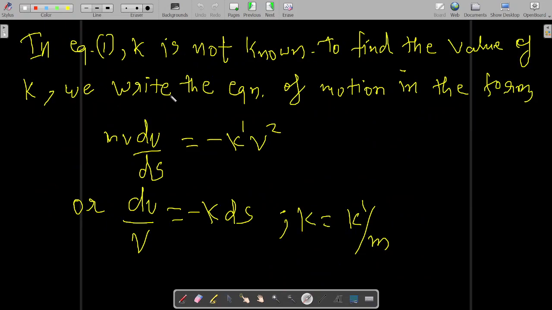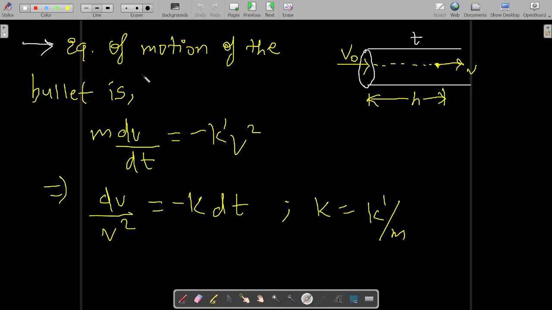To find the value of k, we write the equation of motion in the form like this. Okay, so in order to find the value of k, what will we do? In the place of mass into acceleration, we will write v dv by ds. You must be knowing that acceleration is equal to v dv by ds. How does this come? Okay, so this is your equation of motion.